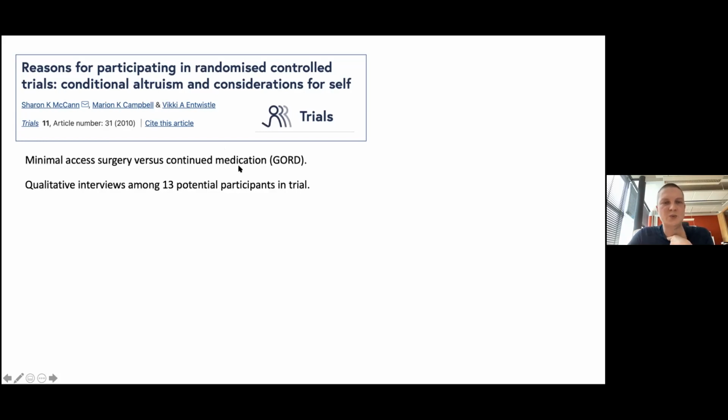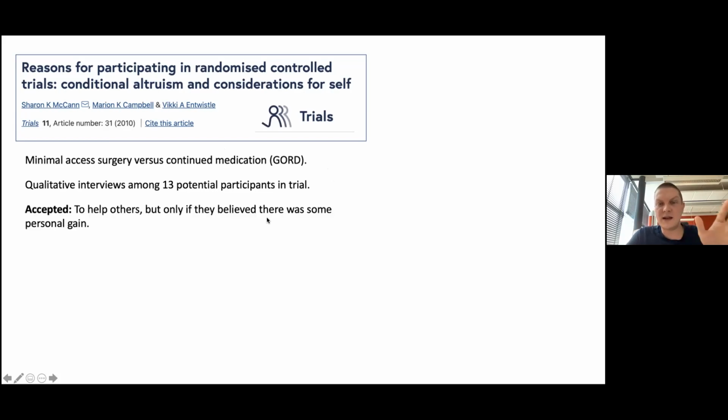This is a nice paper that looked at reasons for participating in a large randomized controlled trial. This was minimal access surgery versus continued medication. They did qualitative interviews with 13 potential participants.